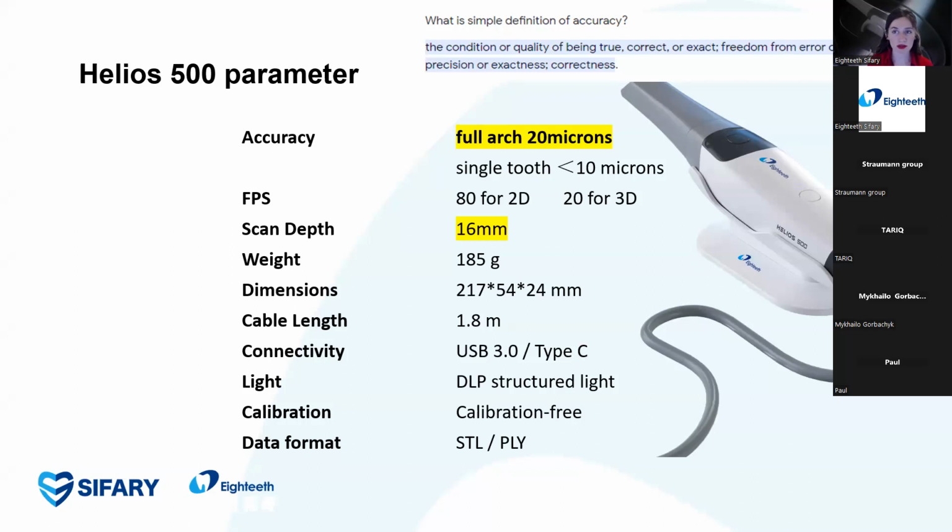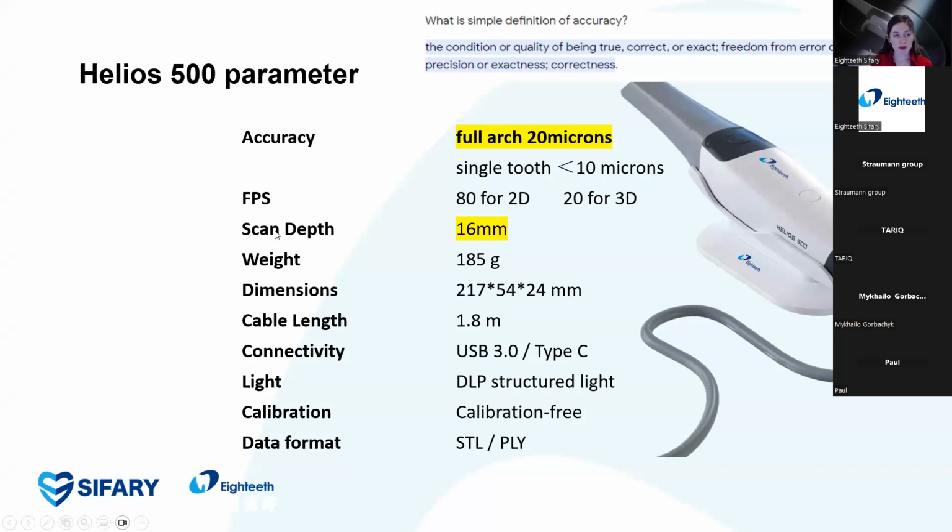So 20 micron is actually a very good number. I'm going to show you later and tomorrow how many microns other scanners have, but it's mostly around 20, 30, 40 microns. So if it's less, that's good. For a single tooth, you can tell the doctor it's 10 micron accurate. For the full arch, it's 20 micron accurate.